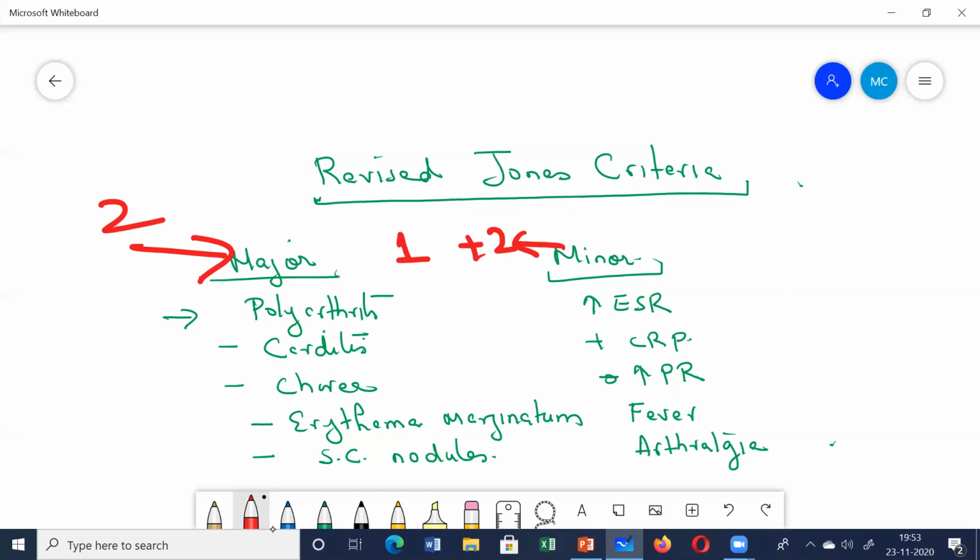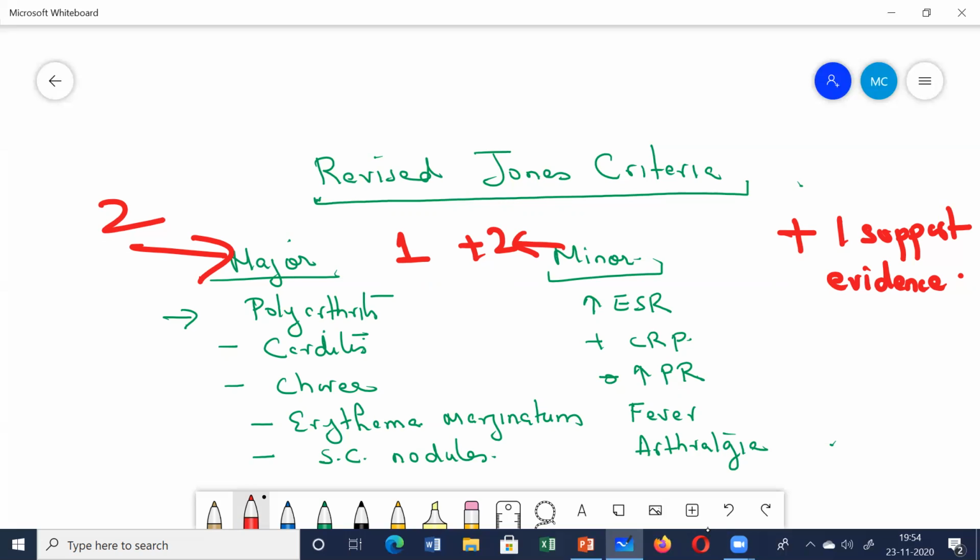But this is not the only thing. Two major criteria, or one major criterion plus two minor criteria, along with one supporting evidence. This is common for both: two major criteria plus one supporting evidence, or one major, two minor plus one supporting evidence. What kind of supporting evidence do we need? Evidence that the patient had a preceding streptococcal infection.